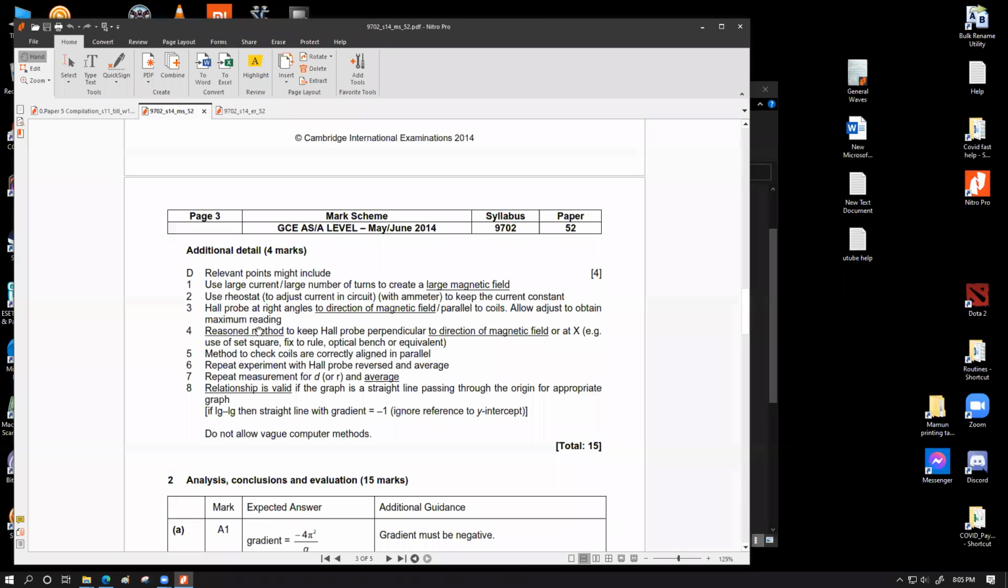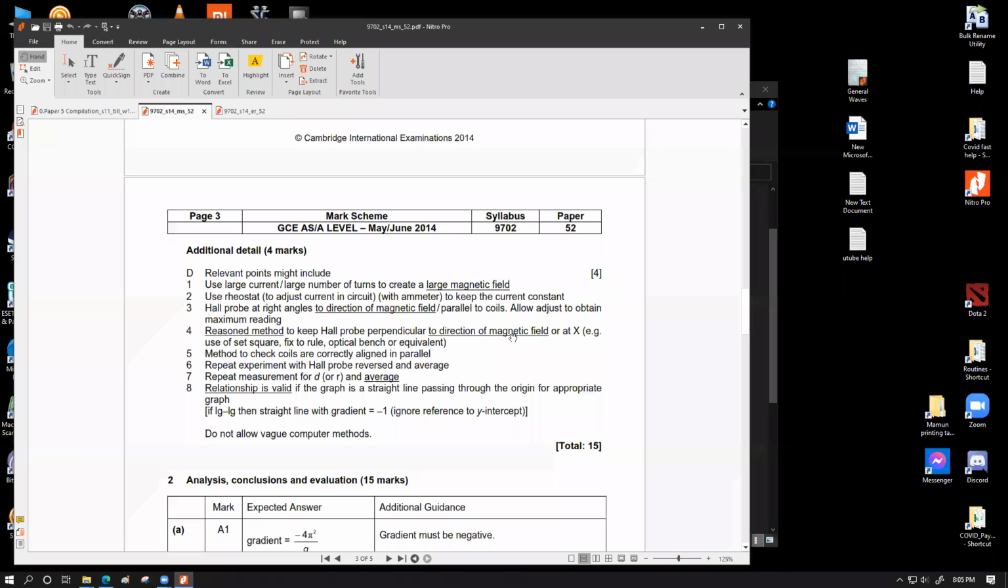So you have to mention that. If you don't mention this part, if you just say that we're going to rotate the Hall probe until we get the maximum reading out of it, then you also get the same mark. It doesn't have to be exactly these words, but if you write that we trial and error to get the maximum reading, you also score the same thing.